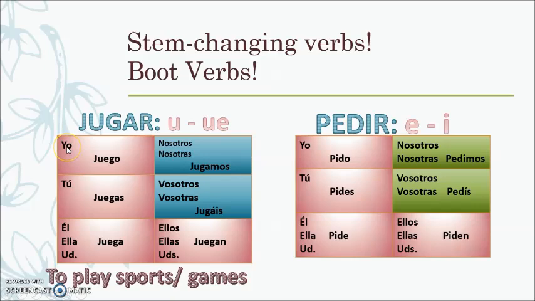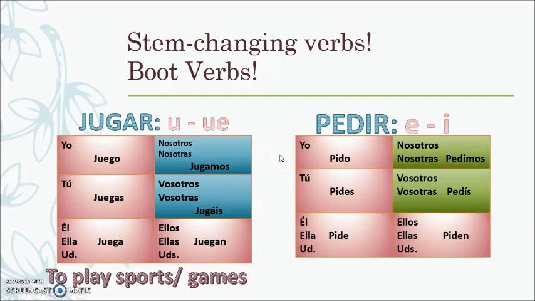So instead of me saying yo jugo, I say yo juego. Tú juegas. Él, ella, usted juega. And then ellos, ellas, ustedes juegan. These are the only four that stem change. Now, these two forms, no matter how irregular a verb is, will not stem change. So you do not say juegamos, it is jugamos, and vosotros jugáis. So these two do not, but these four do.